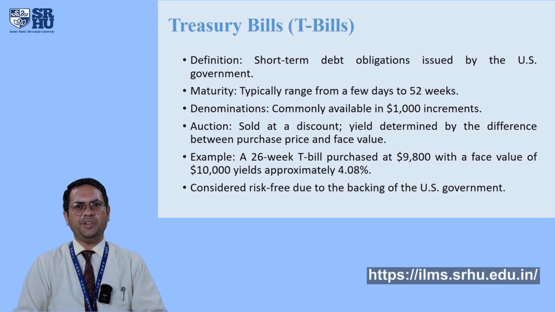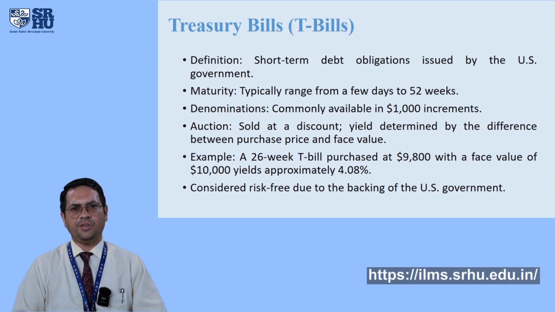T-bills are short term debt instruments issued by the government, and their maturity can be as short as a few days or go up to 52 weeks, that is, 1 year. One unique aspect of T-bills is that they are issued at a discount and redeemed at face value. That means they are issued at a discounted value and redeemed at the face value. The difference between the issue price and the face value becomes your effective yield, or the return.